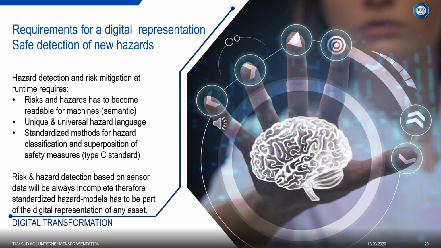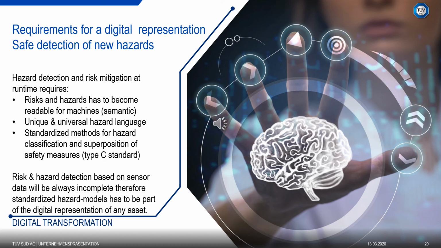We have learned at TÜV Süd that the risk assessment at runtime is doable based on our research activities over the last 4 to 5 years. The technology is there. You could apply the concepts for application-specific use cases already today. Hazard detection and risk mitigation at runtime requires risk and hazards has to become readable for machines. We need a semantic language, unique and universal hazard language, so that we have the same understanding in all these different situations. Standardized methods for hazard classification and superposition safety measures have to become accepted Type C standards.